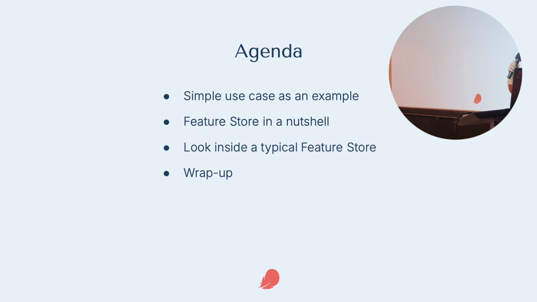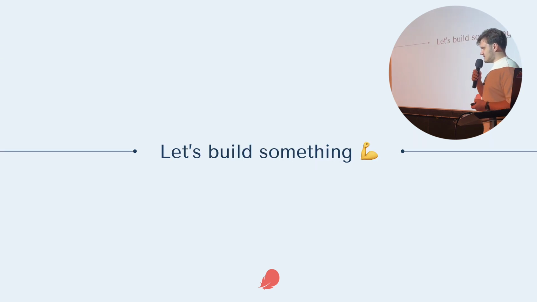My agenda for today: I'm going to start with a simple example. Later on, I will look at feature stores as a black box from the outside. We will define requirements and what we expect from the system, and then we will take it step by step, piece by piece, and see how it actually works and what differs one feature store from another one. And that's going to be a wrap up. So let's start with an example.